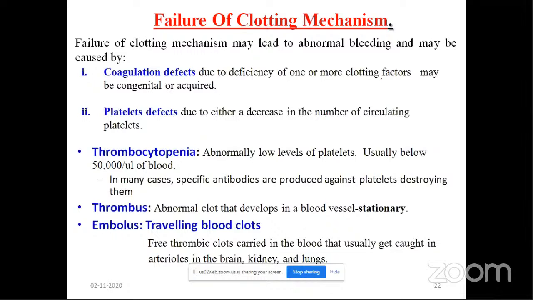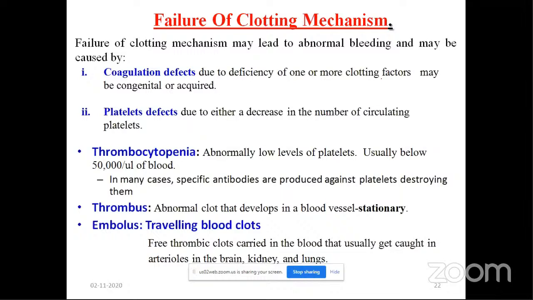So failure of the clotting mechanism will lead to bleeding disorders, or abnormal bleeding, and it may be caused, one, by deficiency of platelets. Deficiency of platelets is called thrombocytopenia. Thrombocytes is equivalent to platelets, and thrombocytopenia means deficiency or abnormally low level of platelets. Usually when the number falls below 80,000 or 50, 60,000 per cubic microliter of blood, it is called thrombocytopenia.